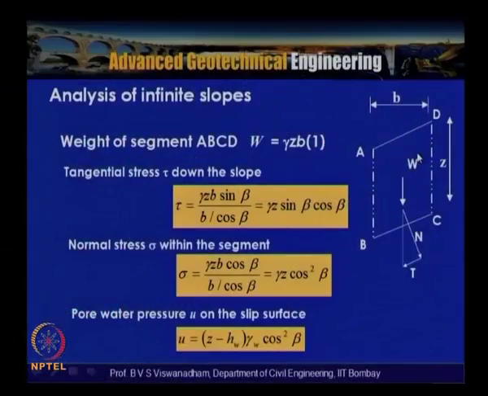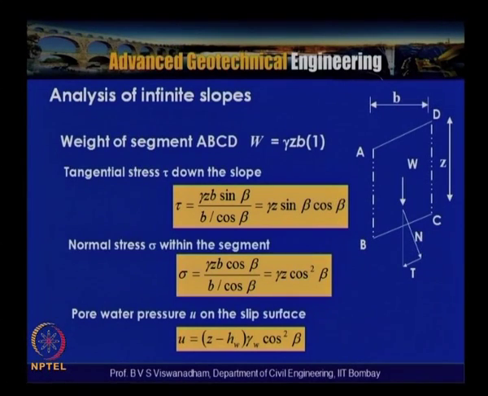Now, consider the free body diagram of that particular block, where W is the self weight of the block, and ABCD is the block which is considered, b is the horizontal width and z is the depth, and this is the position where the failure surface is occurring. So, the weight of segment ABCD, W, is equal to gamma z into b into 1, that is nothing but the area of the parallelogram shown into the unit weight of the soil.